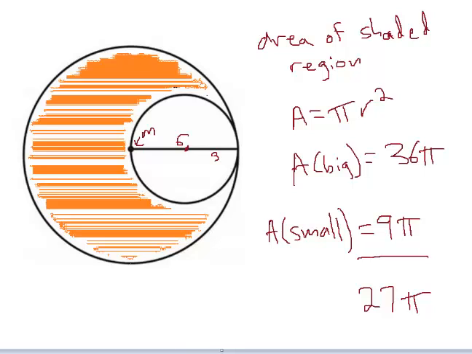This is true in general. Whenever you get a shaded region, very often you're going to have to figure out a bigger region and then subtract the smaller one.